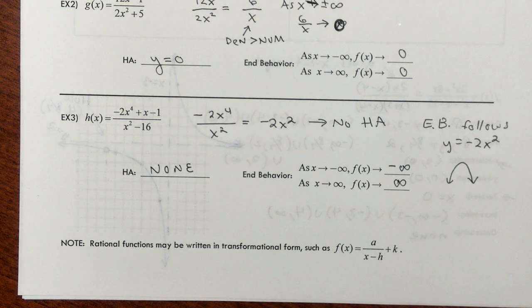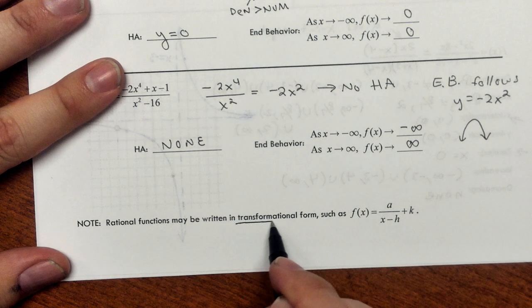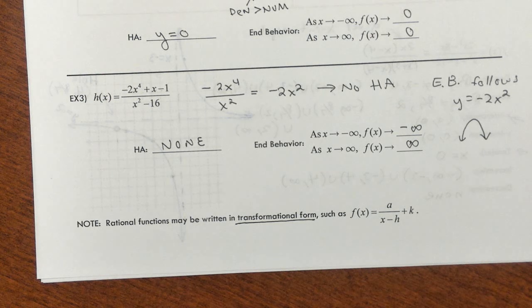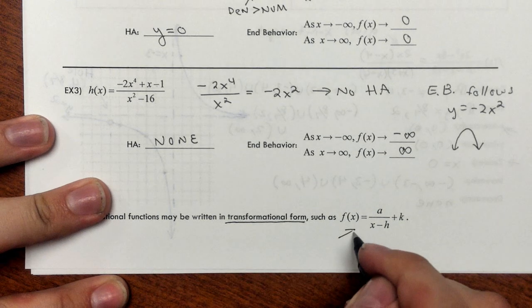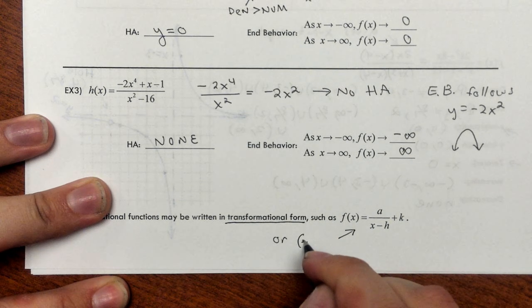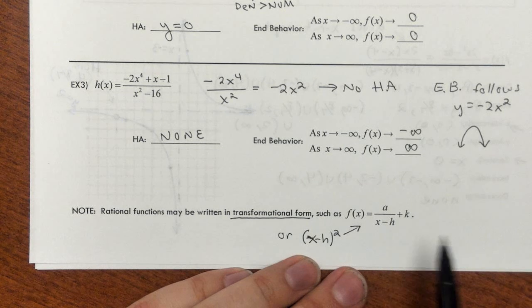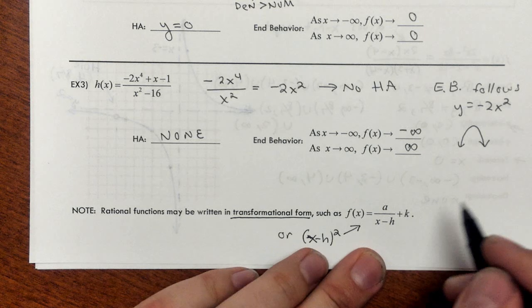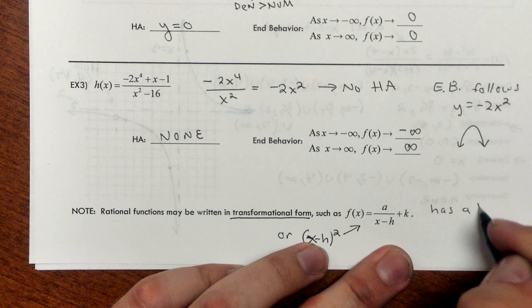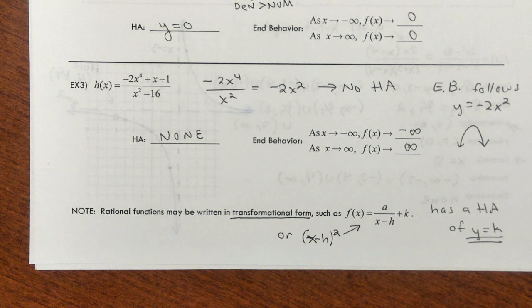Now I've done some examples here. There are always more examples, and in particular something you need to be aware of. There is a nicer transformational form of rational functions. a over x minus h plus k, or for that matter, I could say x minus h squared is another real common form of this. But in this form, since a over x minus h would tend towards 0 for large x's, this has a horizontal asymptote of y equals k. All right? So when I see it in this different form, I need to know that as well.